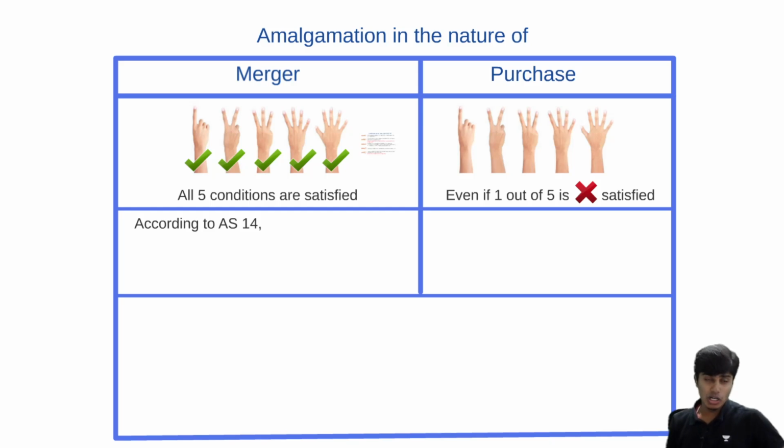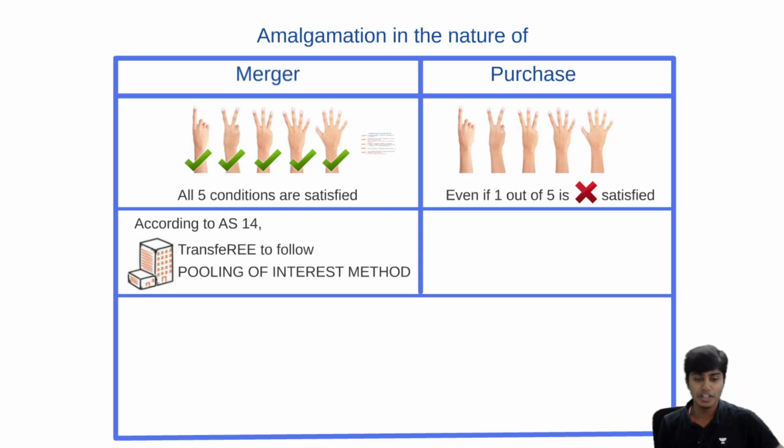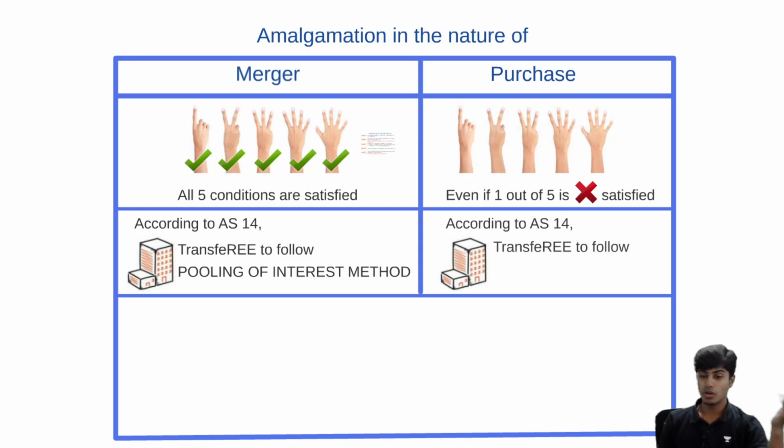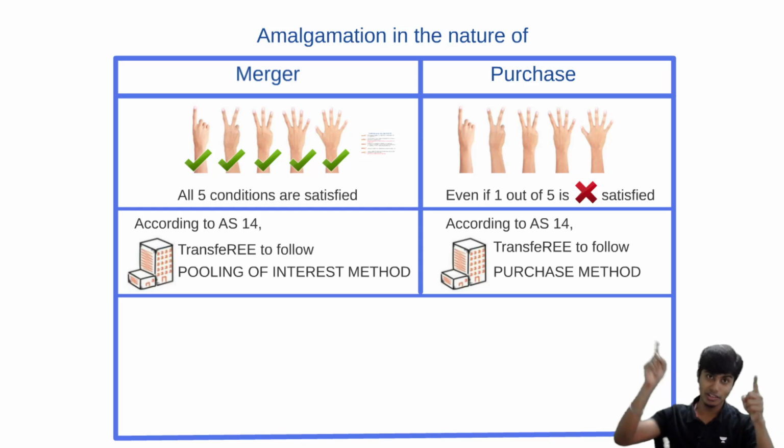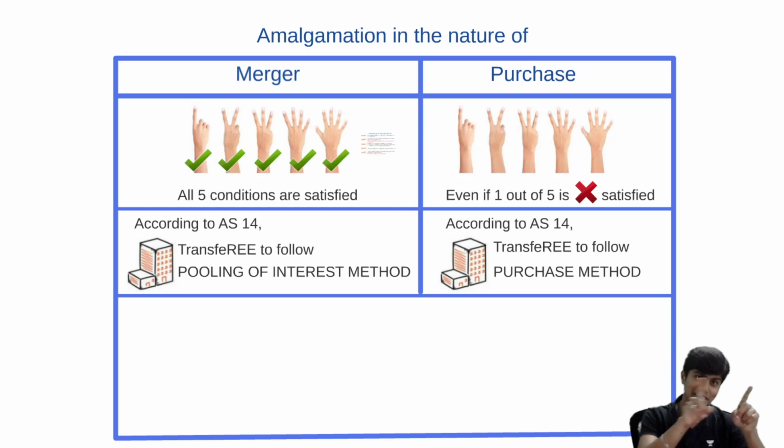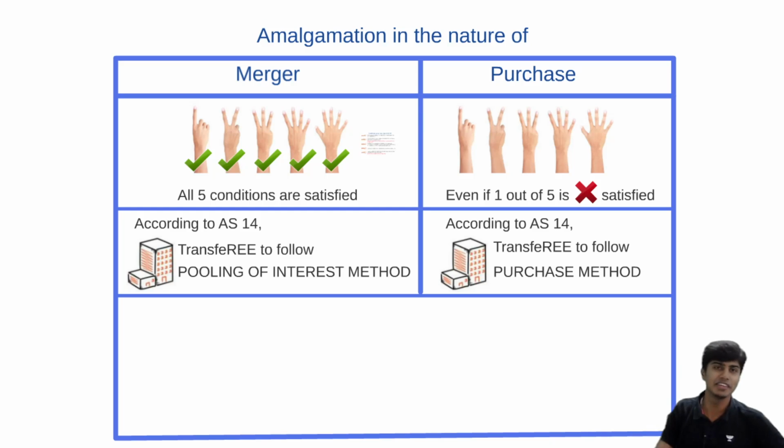Then, according to Accounting Standard 14, accounting in the books of the transferee in the case of merger should happen under the pooling of interest method, and accounting in the books of the transferee when the nature is amalgamation should happen under the purchase method. Sir, what is the difference between these two? I mentioned these words in part 1, but in part 4 we'll be discussing the difference between pooling of interest and purchase method. So till now we just use these words. Later, when I get into that video and discuss the content, we'll see this.